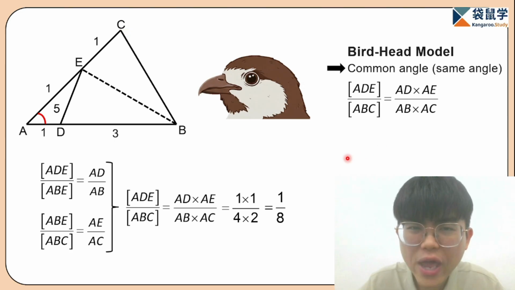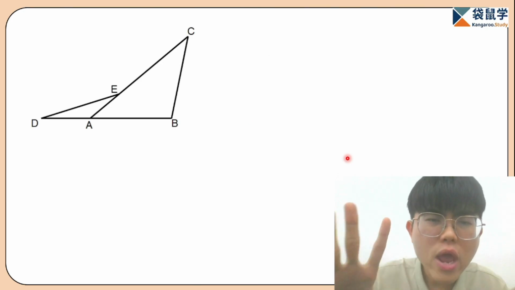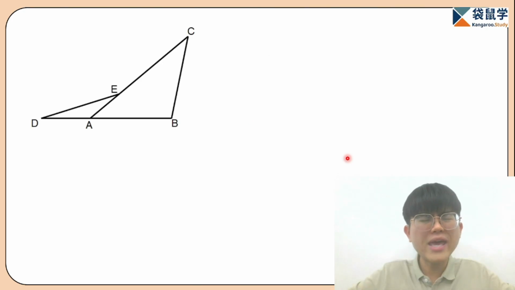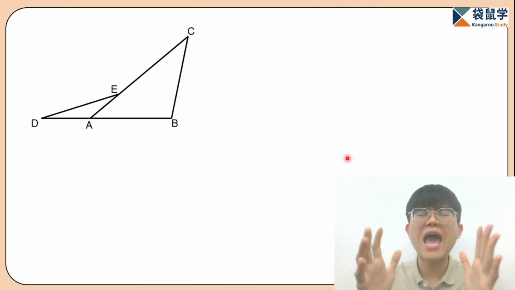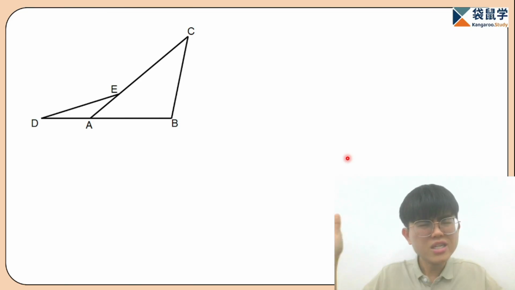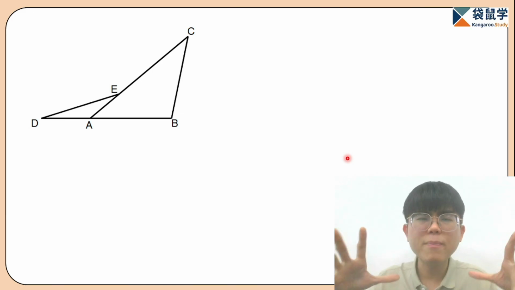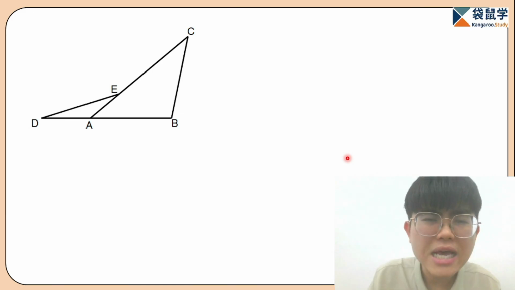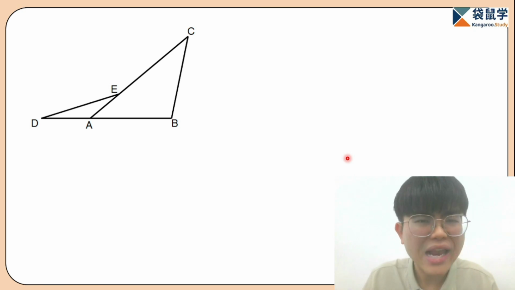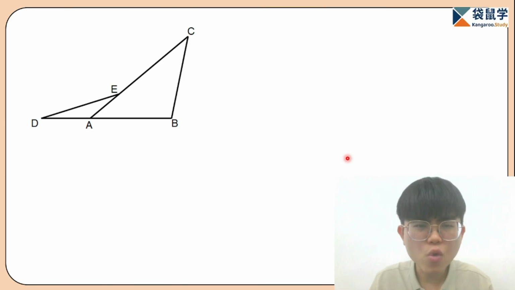Now everyone, let's look at one more example right here. Now you can see that in this question, we have this kind of two triangles. We again want to find out what will be the area ratio of ADE to ABC. But how do we want to find it? You see that just now we learned about the bird head model, but in this example right here, it doesn't even look like the bird head model that we have just learned. How are we going to solve this question?